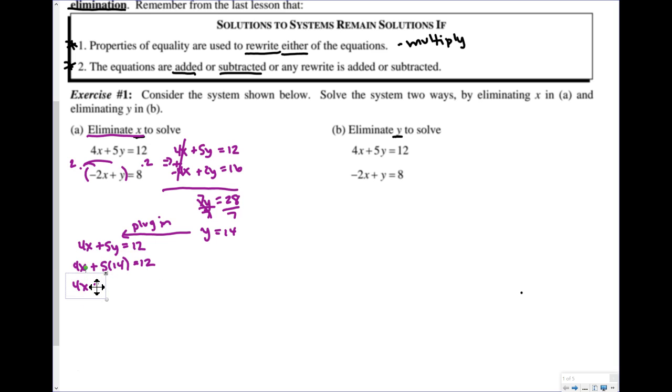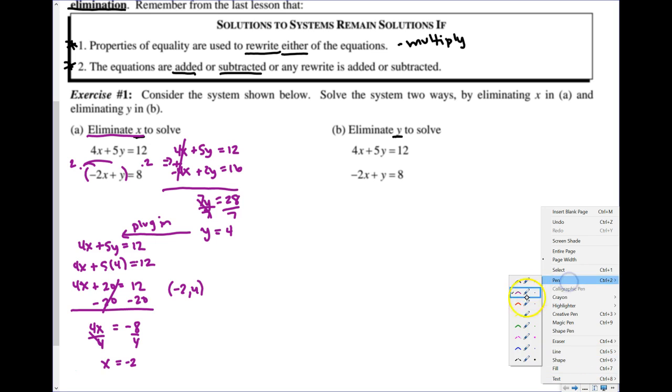Sorry, guys, I was doing all kinds of crazy stuff. 28 divided by 7 is 4, so this should just be a 4. So now this becomes 4x plus 5 times 4 equals 12, which is 4x plus 20 equals 12. Subtract 20 on both sides to solve for x, and I get that 4x equals negative 8. Divide both sides by 4 to get x by itself, and x equals negative 2. So I get an answer of negative 2, 4. I eliminated x, found y first, and then found x afterwards.